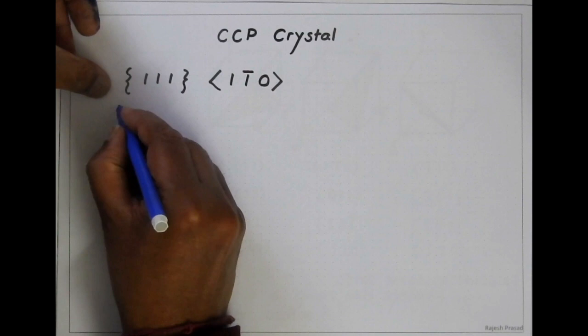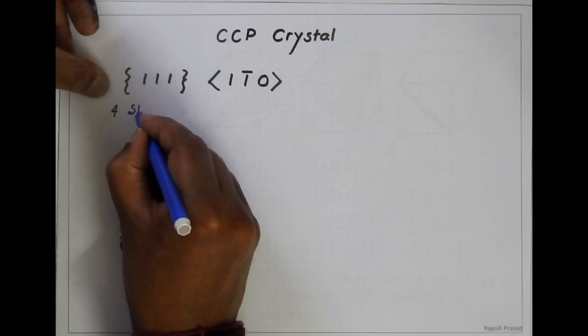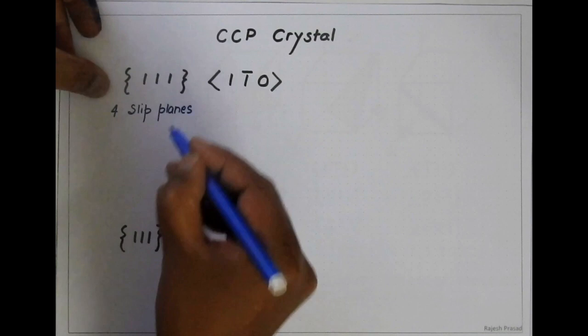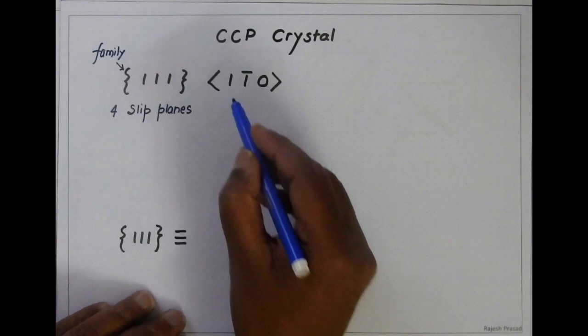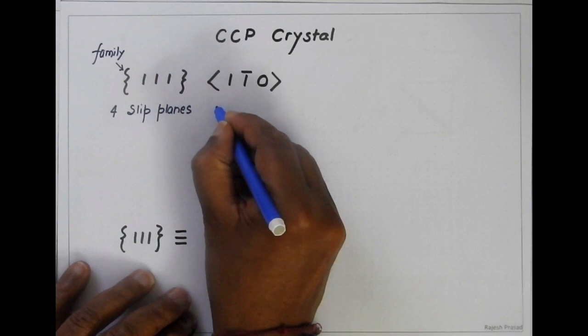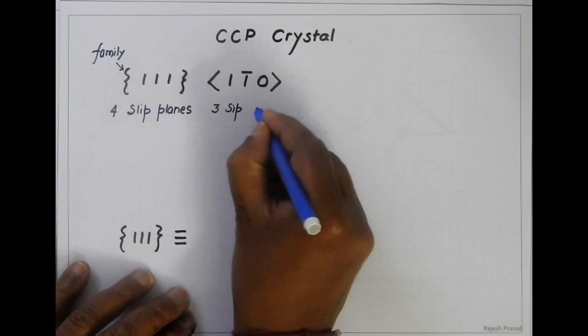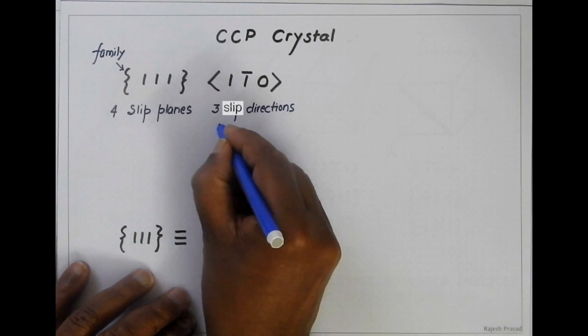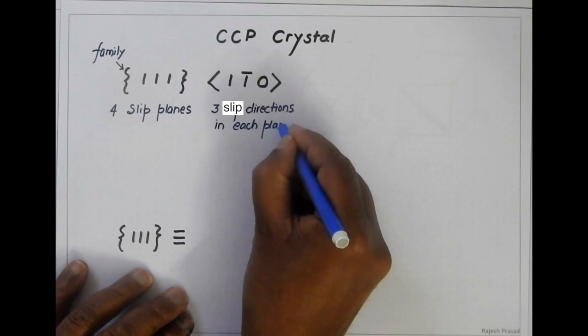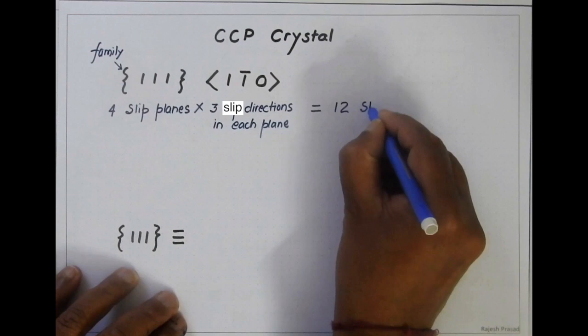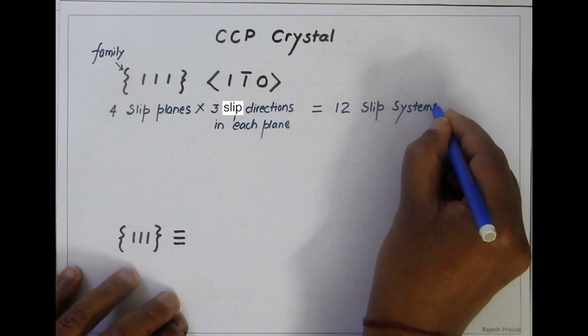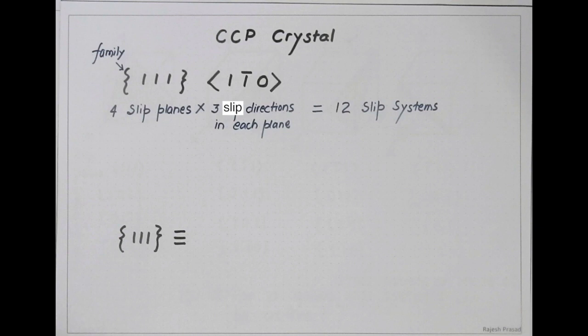So these are slip planes. So 4 slip planes. Recall that this angular bracket denotes a family of symmetry related planes. Similarly, <110> directions are the slip directions, and there are 3 such slip directions in each plane. So 4 slip planes times 3 directions in each plane gives us a total of 12 slip systems. So 12 geometrically distinct slip systems are there in the cubic close-packed crystal.